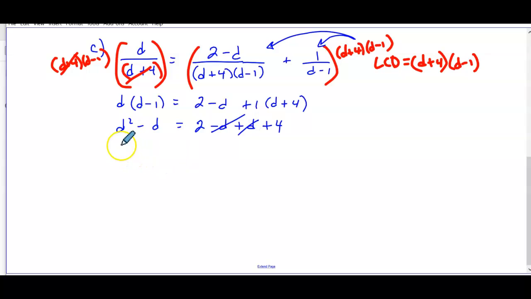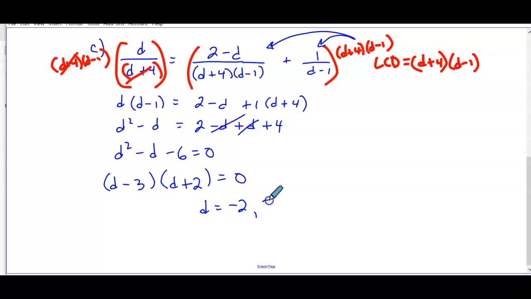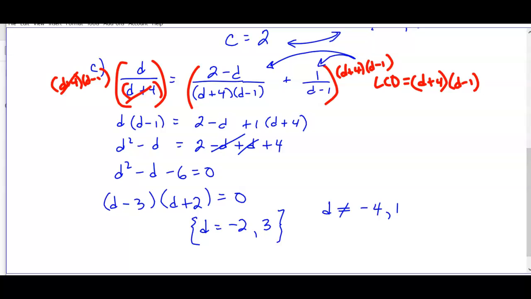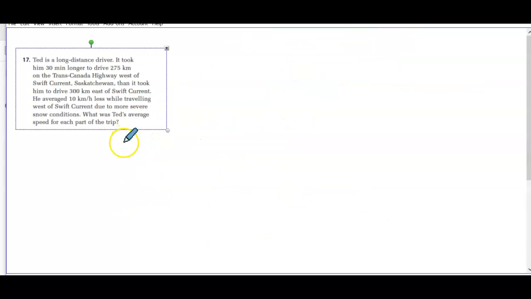And collect like terms, so that's going to be d squared minus d. That's going to be 6, so minus 6. You can factor that to d minus 3, d plus 2. So d equals negative 2 or positive 3. Non-permissible values are negative 4 and positive 1. So none of those overlap, so these are your solutions. Okay, so that's solving rational equations. Then I'll do one application.